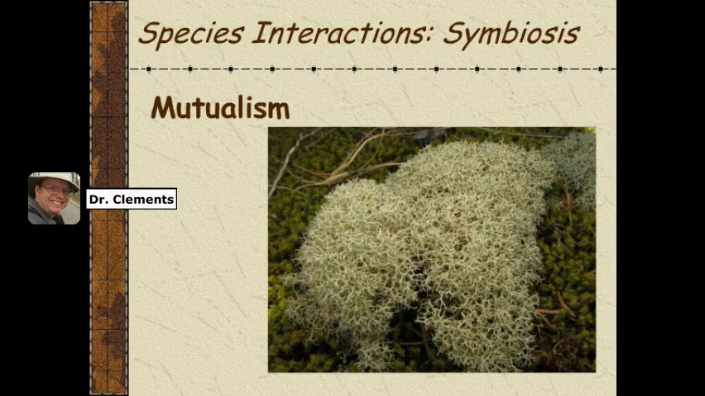We've seen another example of mutualism. Go back and check out the nitrogen cycle and see if you can't figure out what the symbiotic relationship, what the mutualistic relationship is there. Should be pretty obvious if you go back and check out the nitrogen cycle.